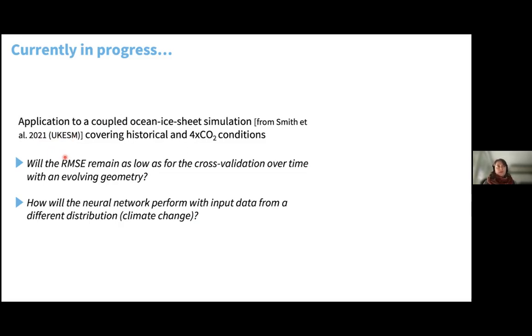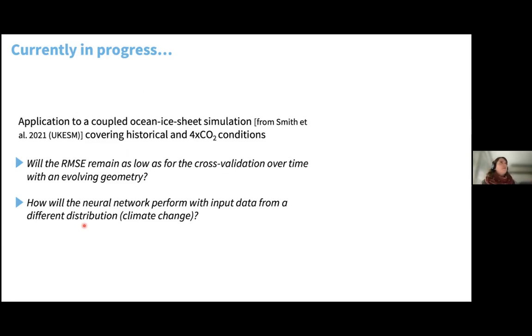So this would test if the overfit happens to the geometry of the ice shelf. So will the RMSE remain as low as for the cross-validation over time with an evolving geometry? And the simulation covers historical and 4 times CO2 conditions. So with this, we will also be able to see how the neural network performs with input data like temperature and salinity from a different distribution like climate change. So something it has really not seen during tuning.